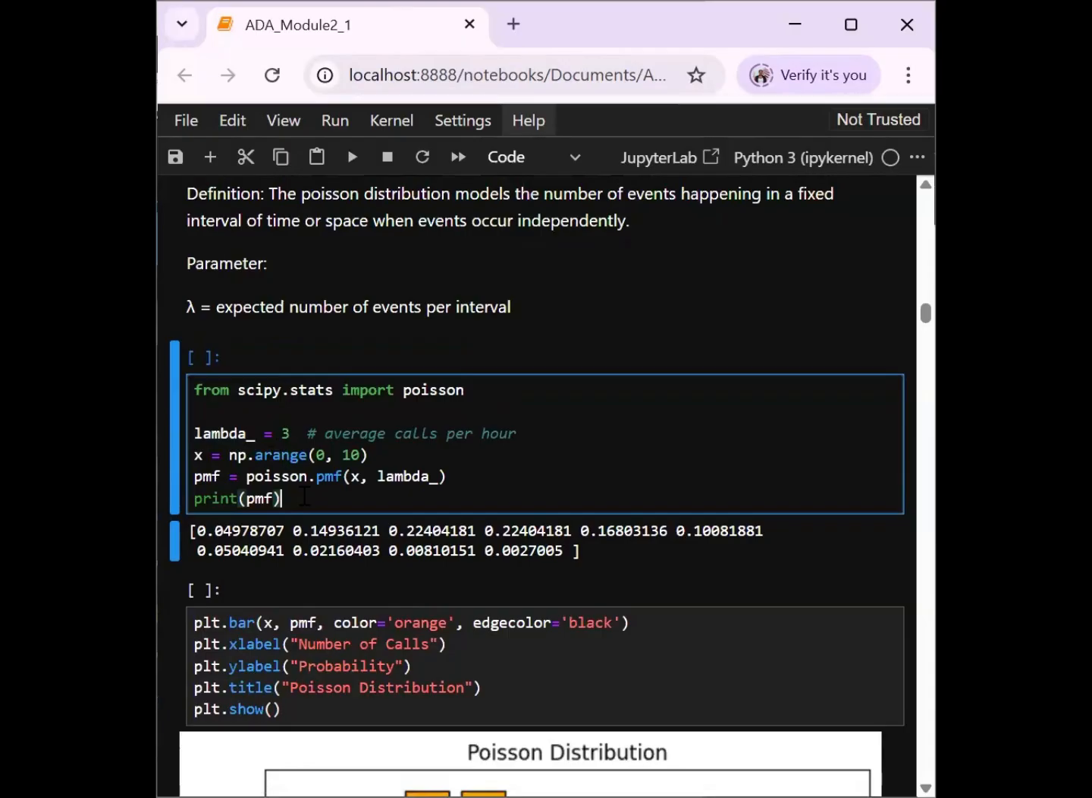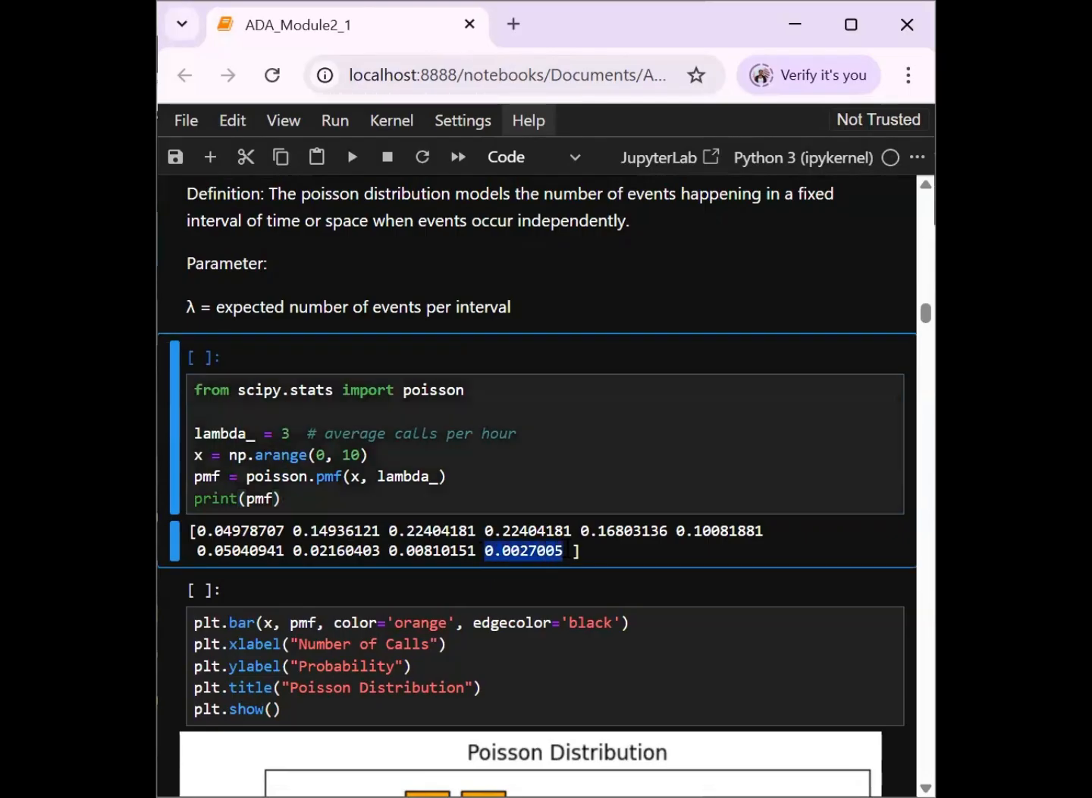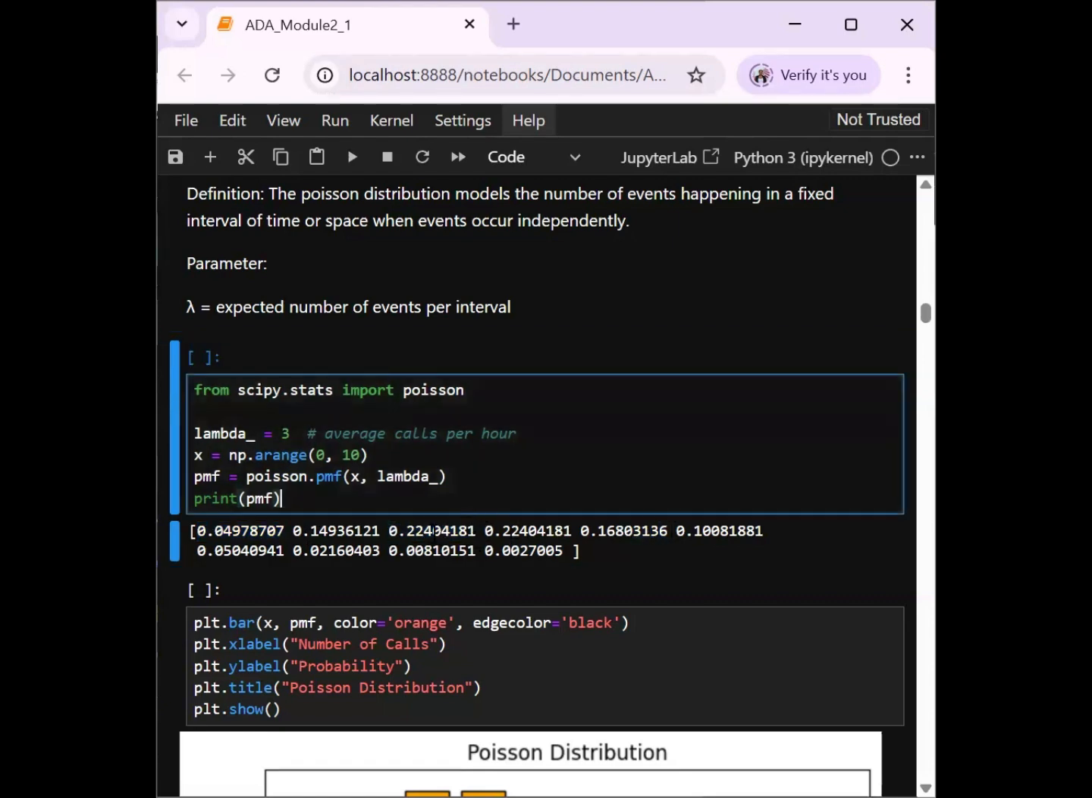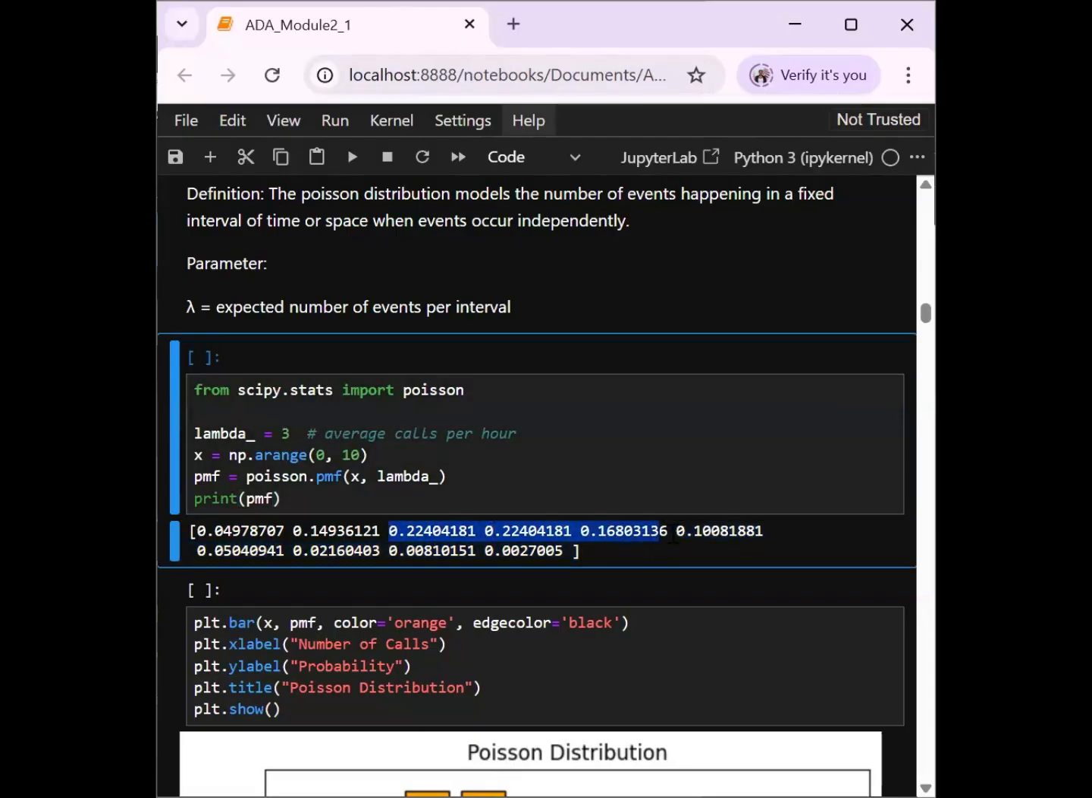So when we say that the average call is three, what is now the probability that in that hour you're going to get maybe 10 calls? We see that the probability of getting 10 calls is very low here, 0.002. The probability of having no call at all is even a bit higher than 10 calls. Because the mean is around three, there'll be a very high chance that you get either two, three, or four. So the highest probabilities will be between two, three, and four.